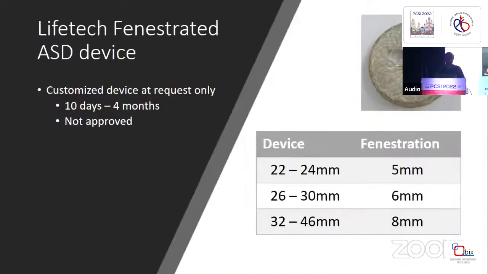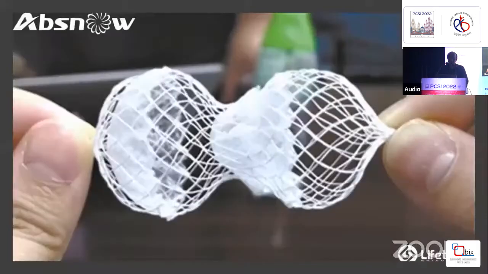Similarly, LifeTech also provides a customized device, but at request only. It takes between 10 days to 4 months for the delivery of their fenestrated device. And again, the fenestration size is 5 millimeter for smaller defects, for smaller devices, and for larger devices between 32 to 46 mm, they provide an 8 millimeter fenestration.